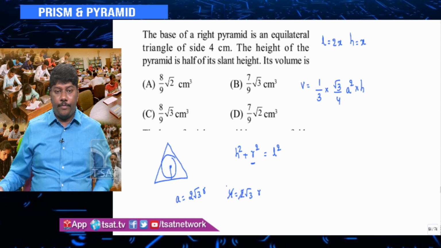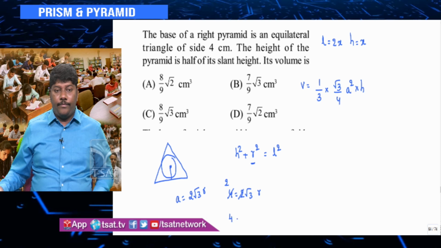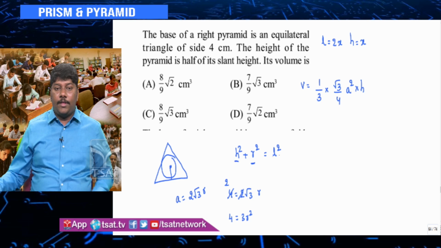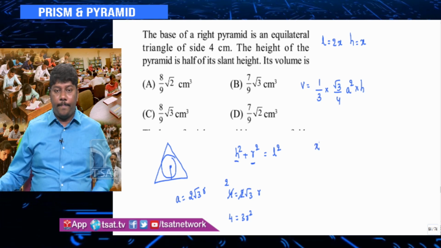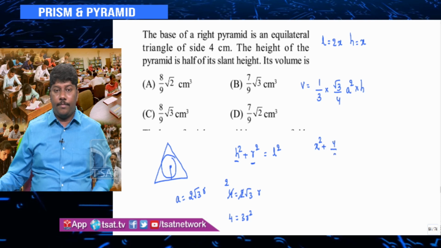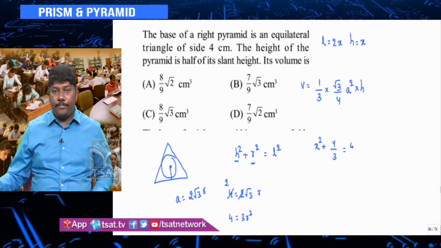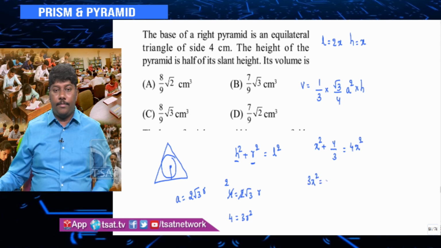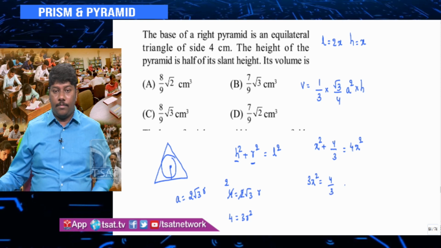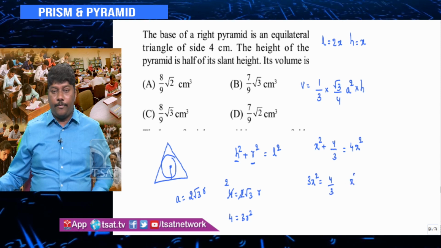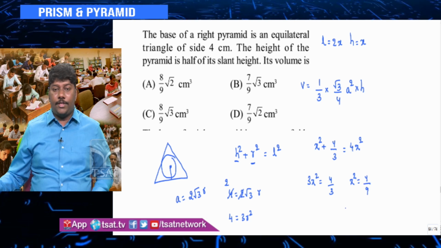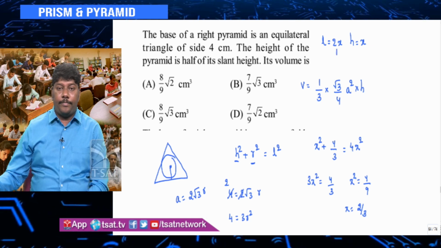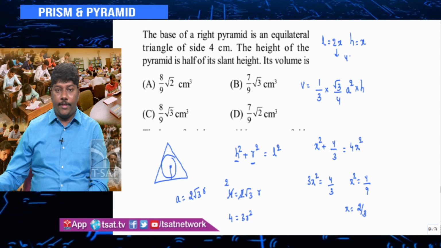Squaring on both sides, 4 is equal to 3r square. Therefore, r square is equal to 4/3. H square is x square, so x square plus 4/3 is equal to L square, which is 4x square. 3x square is equal to 4/3, so x square is equal to 4/9. Therefore, x is equal to 2/3. The slant height is 2/3 into 2, which is 4/3.